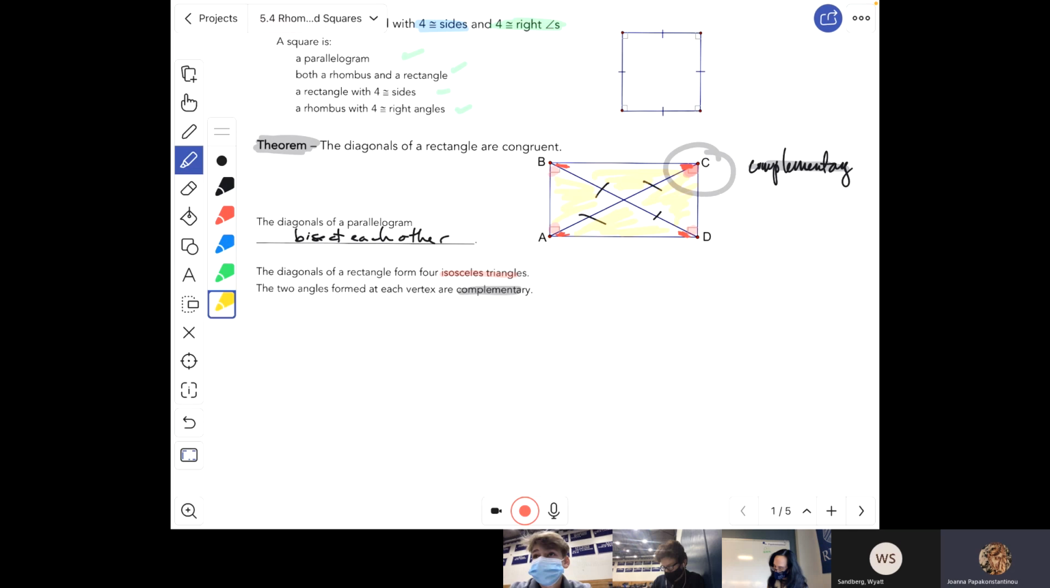Okay, and each diagonal of a rhombus bisects a pair of opposite angles. So bisects a pair of opposite angles. Okay, so these opposite angles are bisected. So that tells us that this is congruent to this, this is congruent to this, and they're all four congruent to each other. But it also tells us the same thing about these, right?